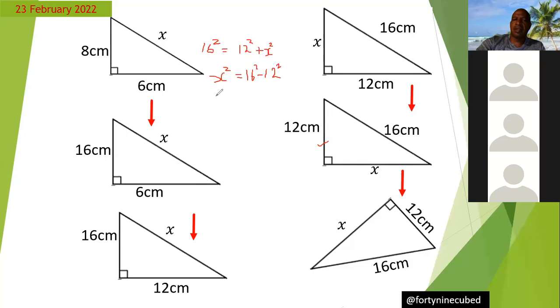So then you have x squared equal to 256 minus 144. So then x squared would be equal to 112. All right, so this answer would be similar or the same as the one that we just did. Give me a second, right?